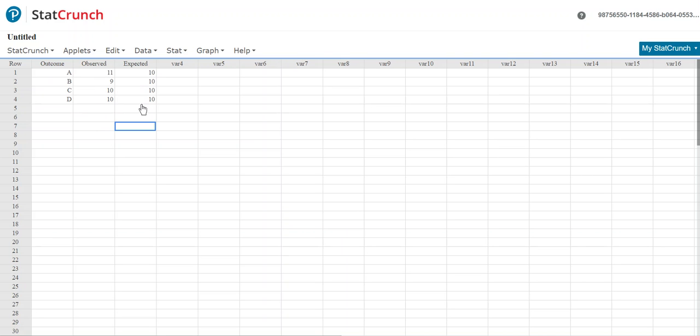The expected value, where does this thing come from? Well, it may be given to you, but if there is no understood or expected percentage for A or B, then you assume that there are four possible choices and you divide the total by 4. So if you add up 11, 9, 10, and 10, you get 40. And 40 divided by 4, because there are 4 possible outcomes, is 10 each. And so you divide it evenly among the 4 outcomes.